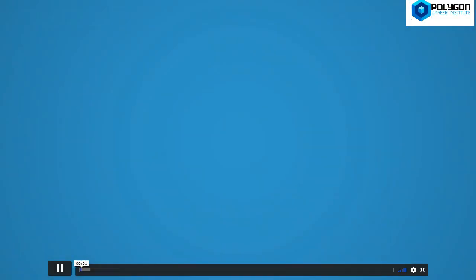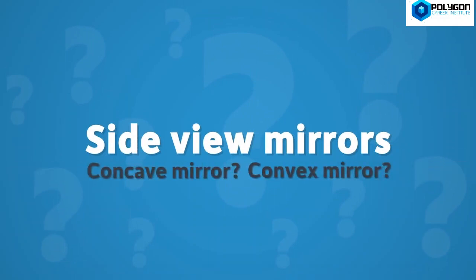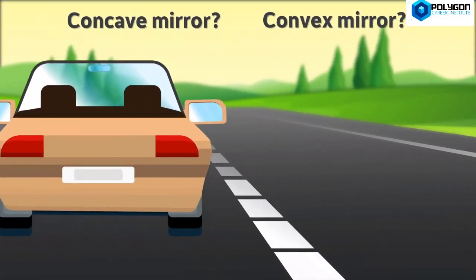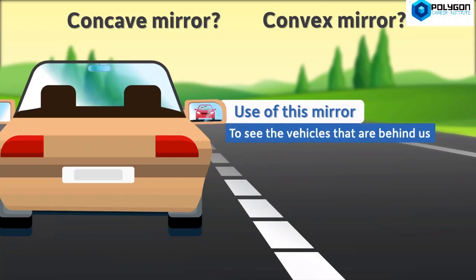In the previous video, I left you all with a question about the side view mirrors of a car. Is it a concave mirror or is it a convex mirror? Okay, let's look at the side view mirror of a car. To know whether it's concave or convex, we ask ourselves a simple question. What is the use of this mirror? This mirror helps us to see the vehicles that are behind us.